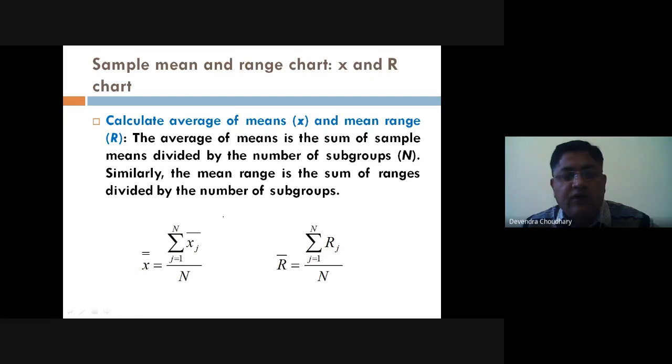After taking n such subgroups and calculating the mean values and range values, we calculate x double bar. That is, we sum all the x bar values and take the mean of that. And similarly, when the sum of ranges is divided by the number of subgroups, it gives the R bar value.